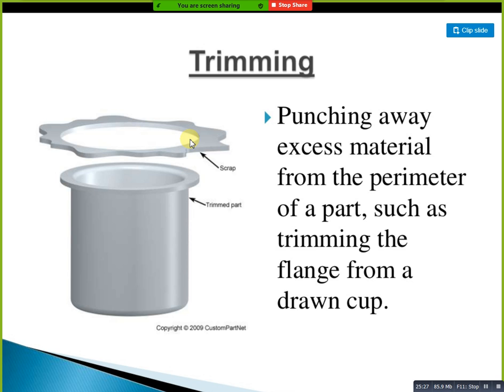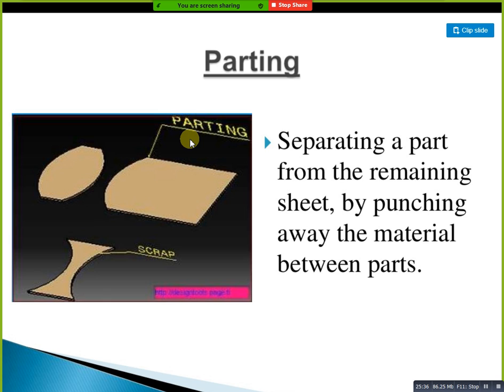Parting means separating a part from the remaining sheet by punching away the material between parts. For example, you take one big flat sheet. From that big sheet you can remove the portions with the shapes you require easily. That condition you consider as parting. For example, this is a whole sheet, and I need this shape and this shape, so we cut these two shapes.